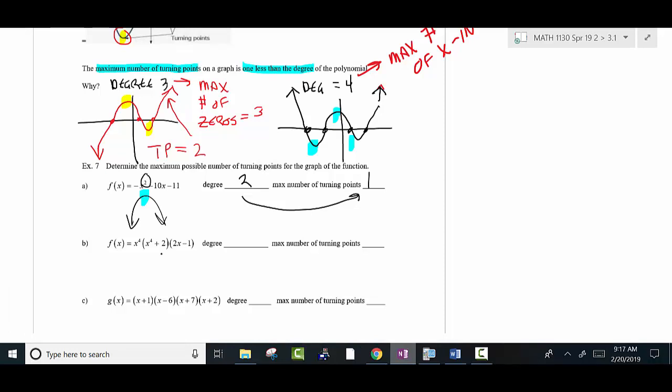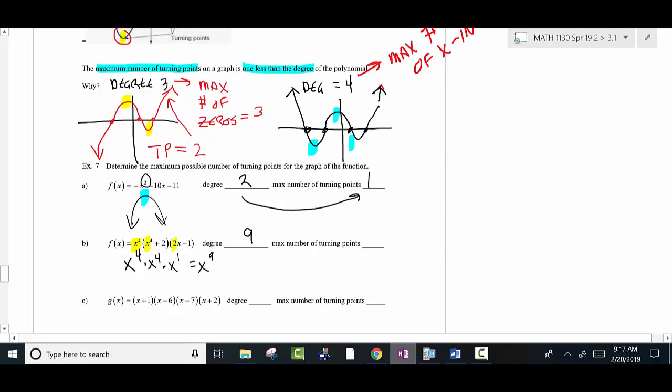Any idea? 4. Not 4. That's it, 8. I think you were holding up an 8, weren't you? Okay, good. It comes from here. All you've got to do is look at the highest powers of x in each parenthesis. So it's really just x to the 4th times x to the 4th times x to the 1st, which gives you x to the 9th. So you have a 9th degree polynomial.